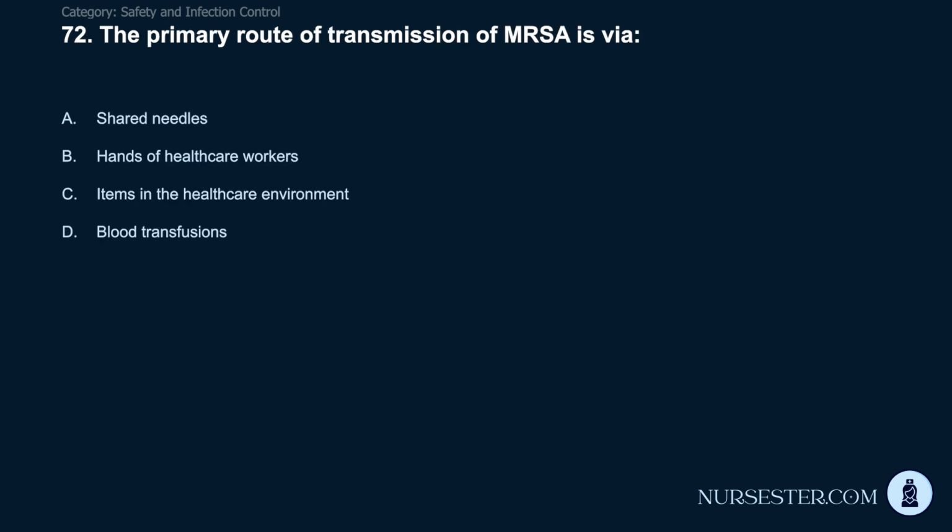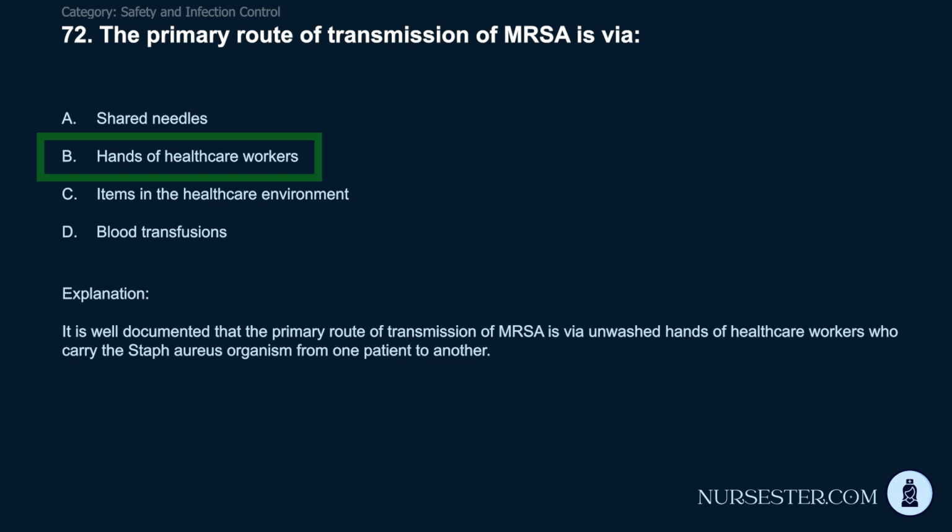72. The primary route of transmission of MRSA is via: A. Shared needles. B. Hands of healthcare workers. C. Items in the healthcare environment. D. Blood transfusions. Correct answer, B. Hands of healthcare workers. It is well documented that the primary route of transmission of MRSA is via unwashed hands of healthcare workers who carry the Staph aureus organism from one patient to another.